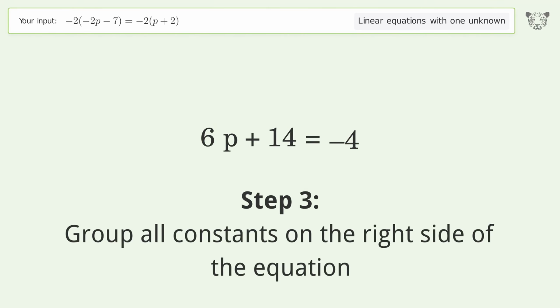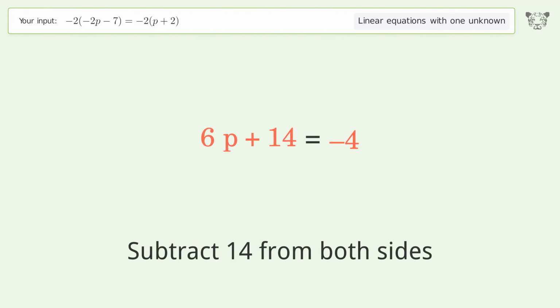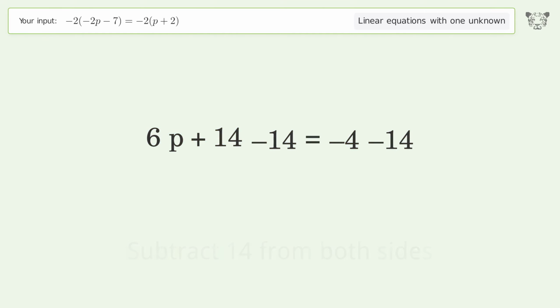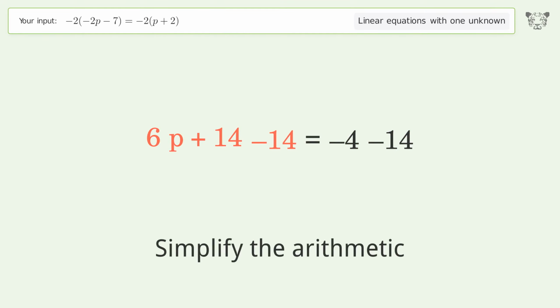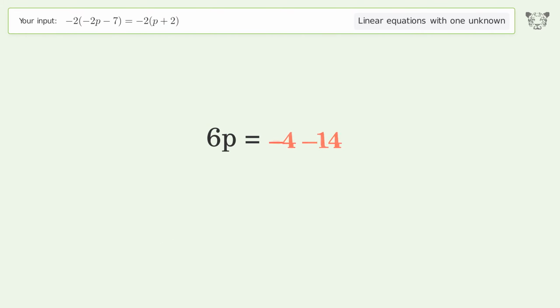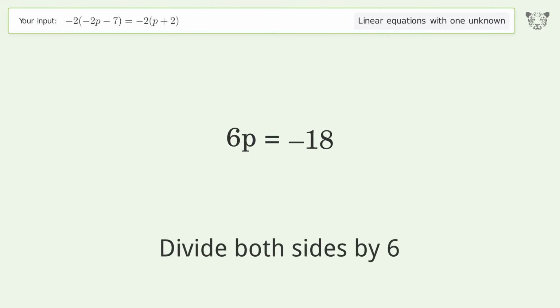Group all constants on the right side of the equation. Subtract 14 from both sides. Simplify the arithmetic. Isolate the p. Divide both sides by 6.